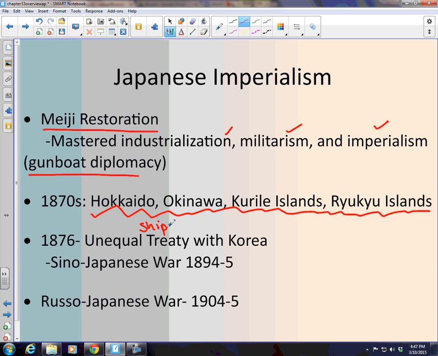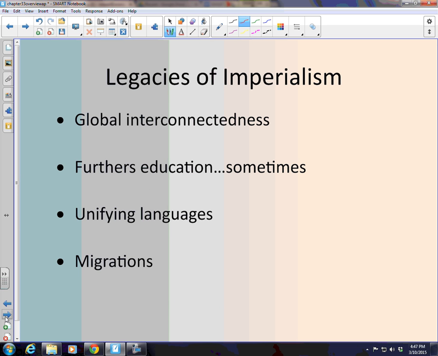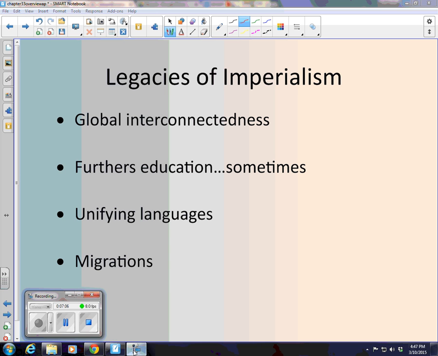They also fought a war with Korea, which resulted in an unequal treaty, and they also fought in the Sino-Japanese War and the Russo-Japanese War, which they won. In the last part of the PowerPoint, we'll be getting into the legacies of imperialism.